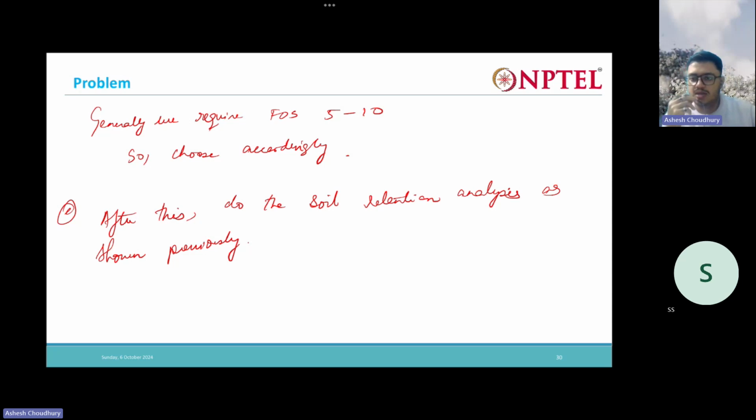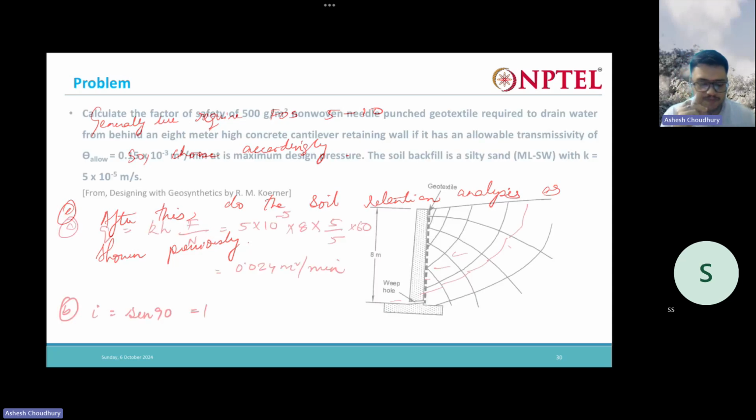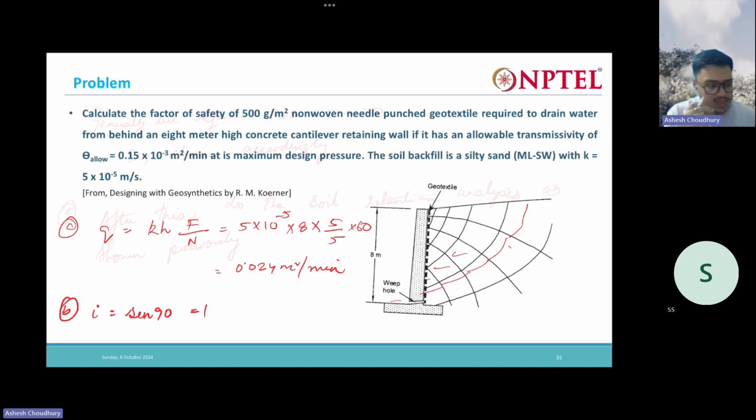Similar to the previous filtration problem, this was the flow criteria, right? So next we need to check the retention criteria also. Since we are just designing for the drainage here, I have not shown the retention part. But generally there is a geosynthetic core, and that core is sandwiched between two geotextile filters. So you need to do the retention analysis, but that is not our focus here, so we do not do that.